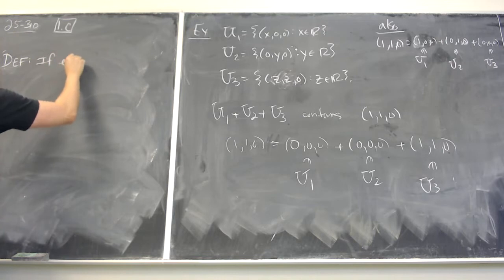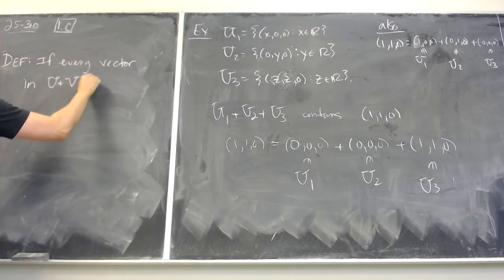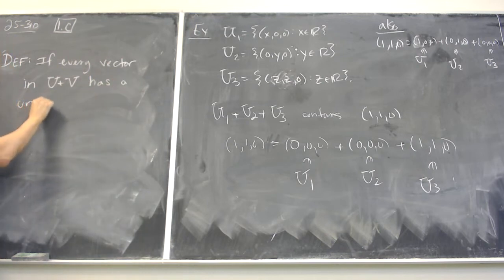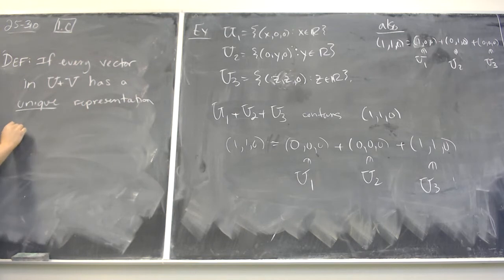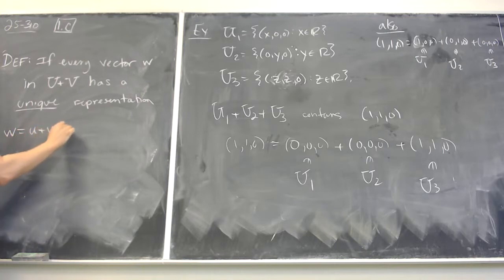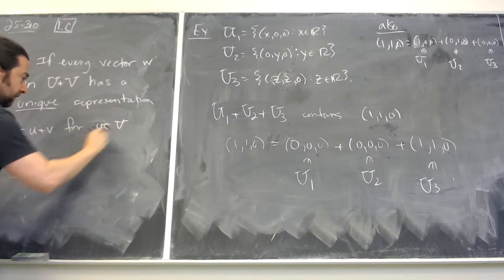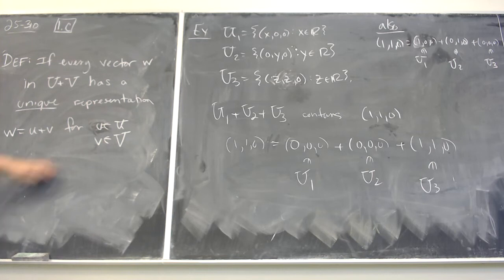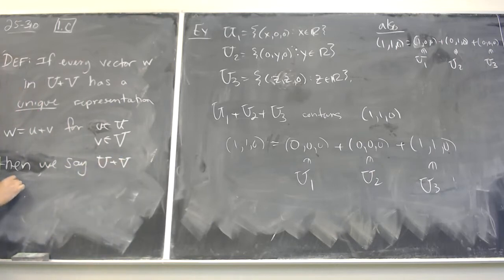If every vector W in U plus V has a unique representation, that is, W is equal to U plus V with a unique U in U and a unique V in V, then we say U plus V is a direct sum.